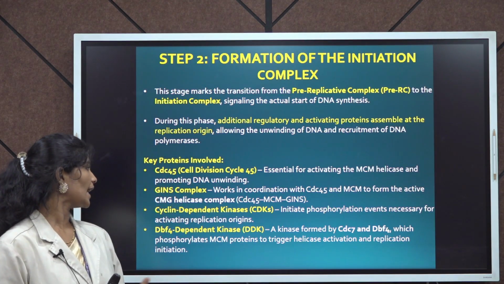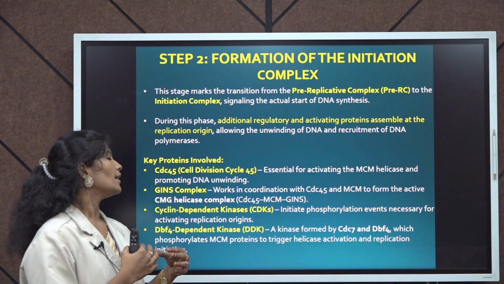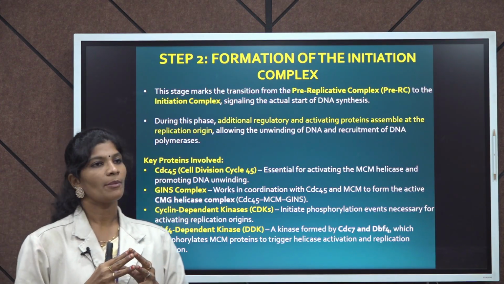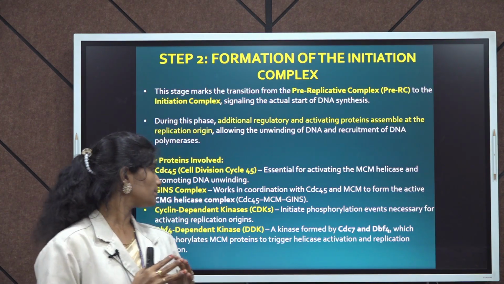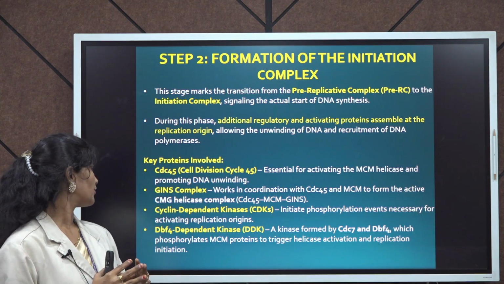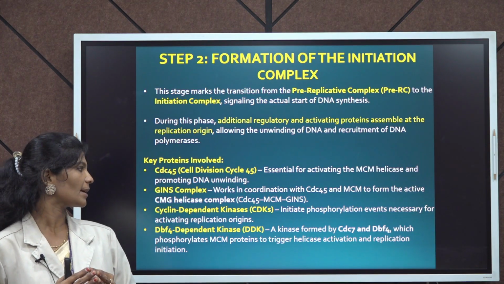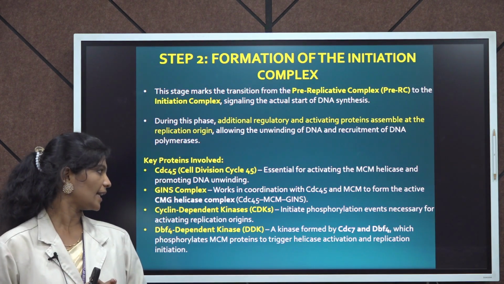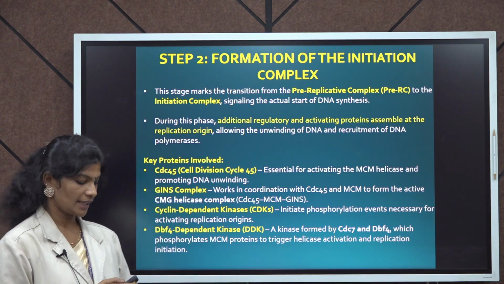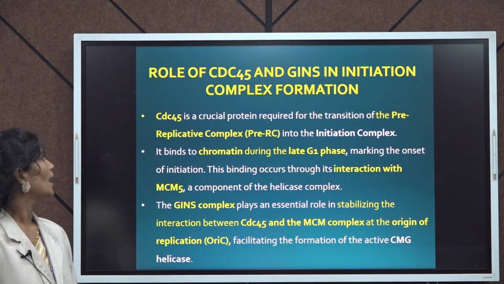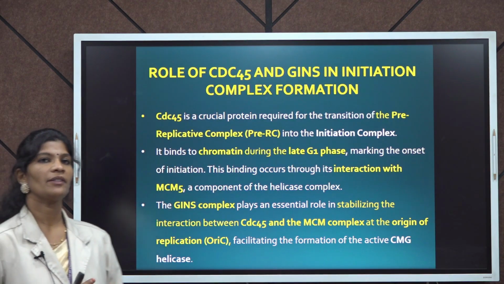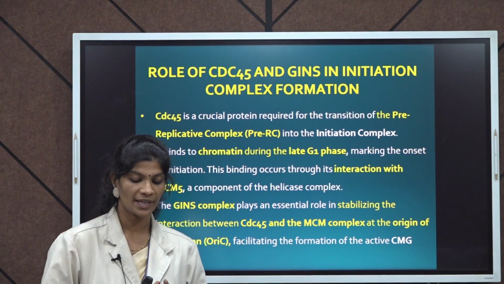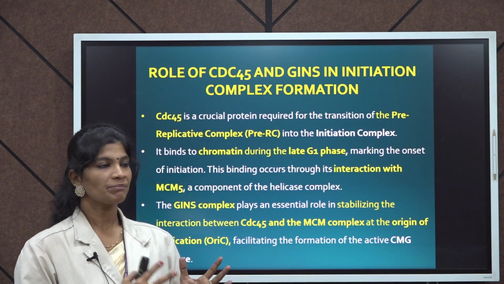Finally, the DDK complex is formed by the combination of CDC7 and DBF4. It phosphorylates the MCM enzyme, and it activates the helicase and replication initiation. And as we discussed in the previous step, here also 2 factors need to be strictly regulated, and their roles have to be very much noted.